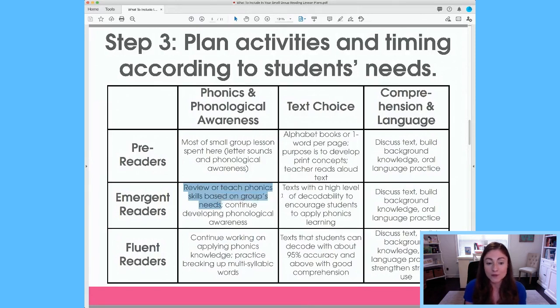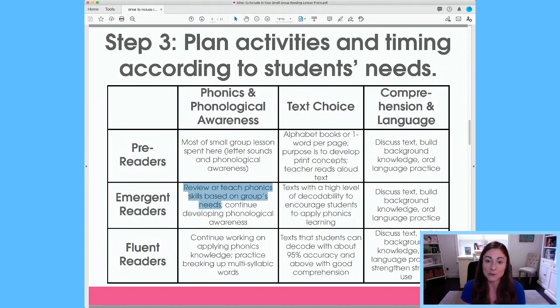And again, this phonics piece is going to depend on what your literacy block as a whole looks like, which is what I mentioned earlier. So it may be something quick if you've got a whole lot of other phonics instruction going on, but it may be more in depth if this is your main time to teach phonics.